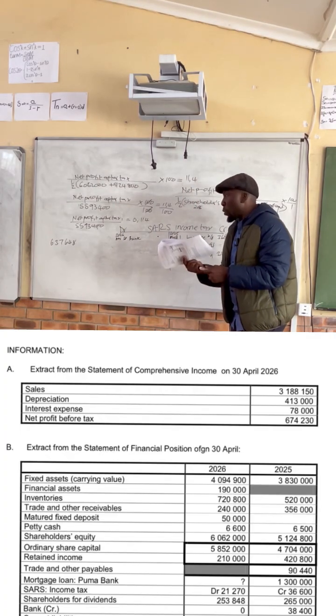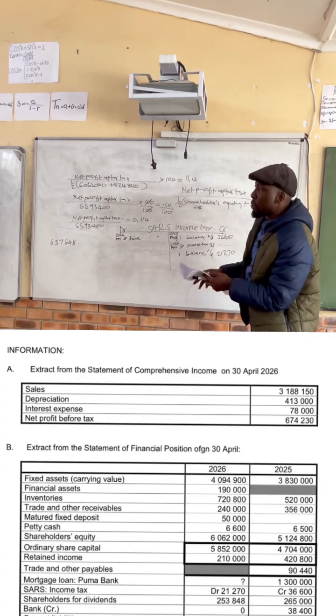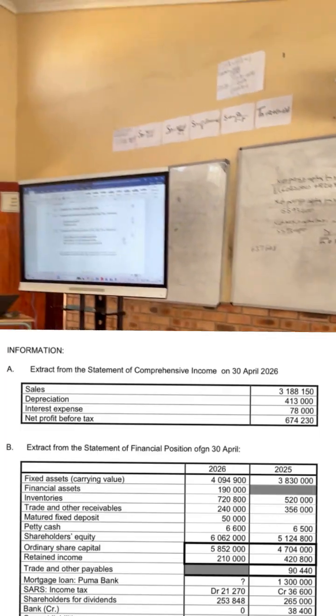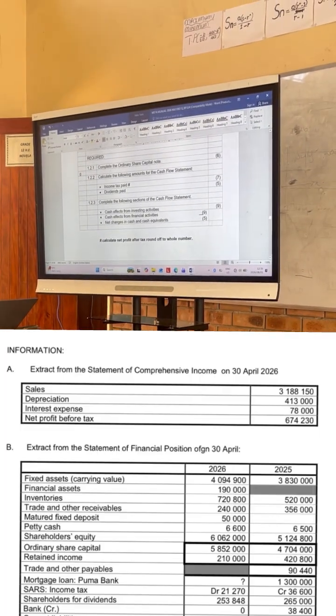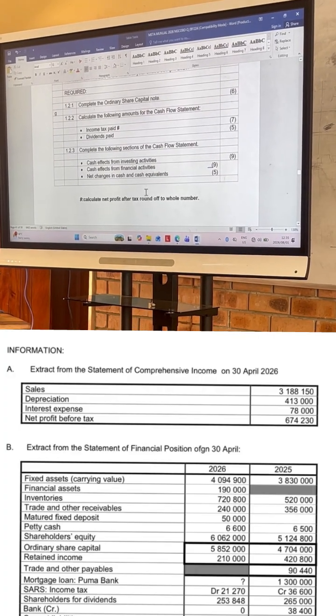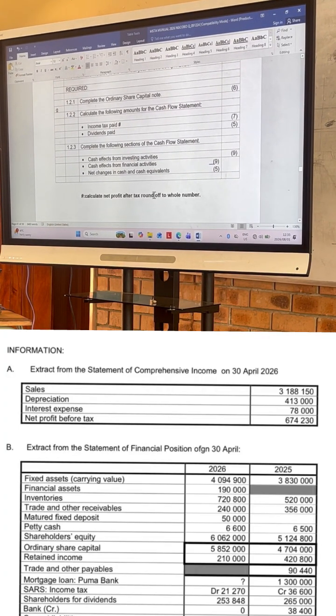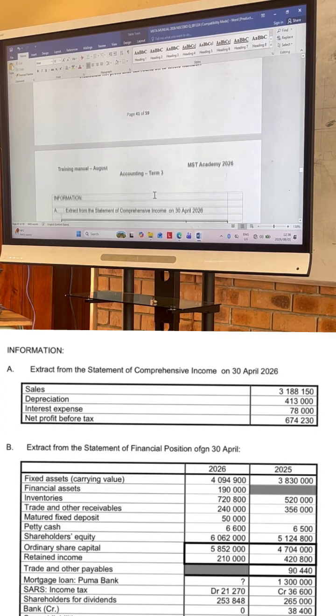Why? Because if you look at your question paper, they say you must calculate the net profit after tax, rounded off to the nearest whole number. So it will be 637,648. So this is our net profit after tax. This is not our final answer. Remember, we are looking for income tax so that we can use it here.